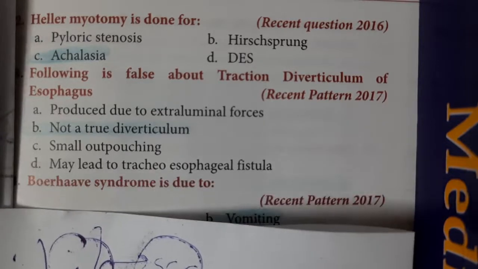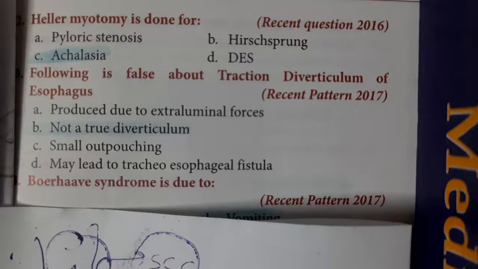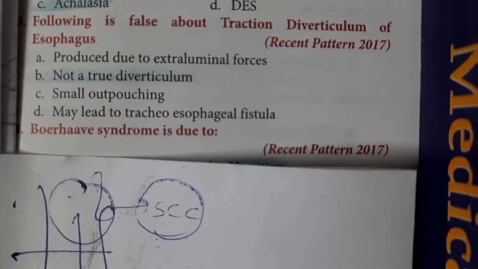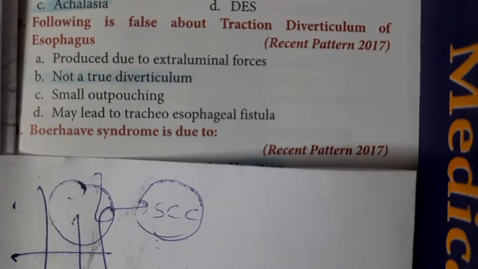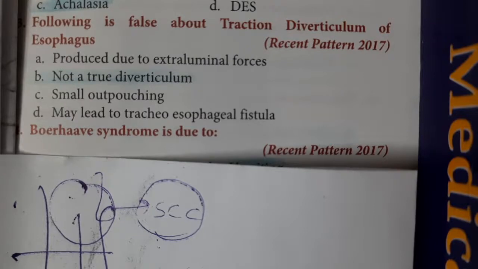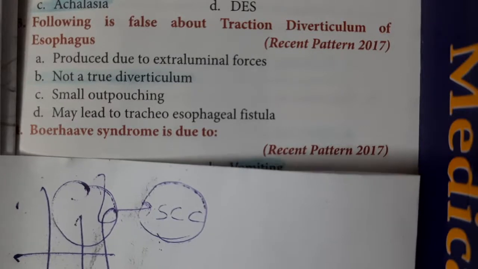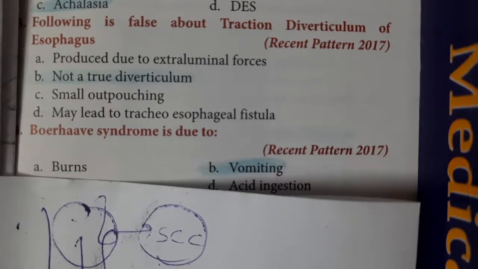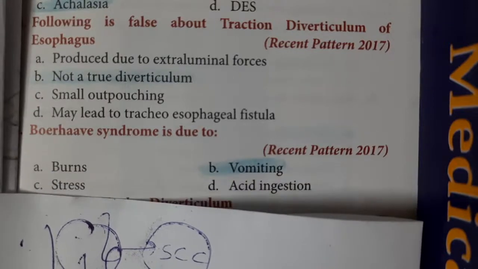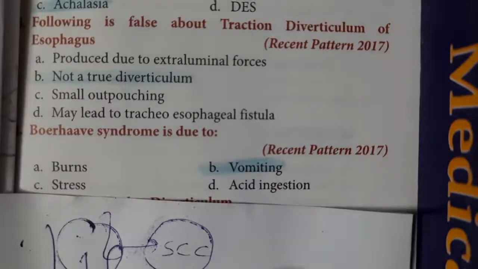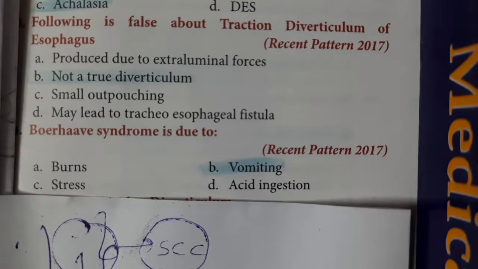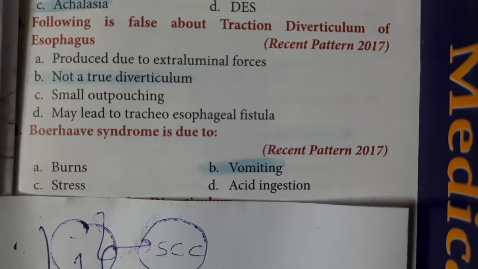Then the next question: Boerhaave syndrome is associated with, we will see the options. Is it due to burns? No, it is due to vomiting. Boerhaave syndrome is seen when there is vomiting against a closed glottis. So Boerhaave syndrome is due to vomiting.